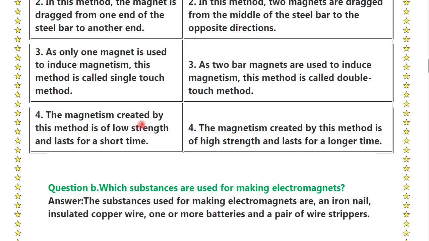Fourth point, in single touch method, the magnetism created by this method is of low strength and lasts for a short time. In double touch method, the magnetism created is of high strength and lasts for a longer time.